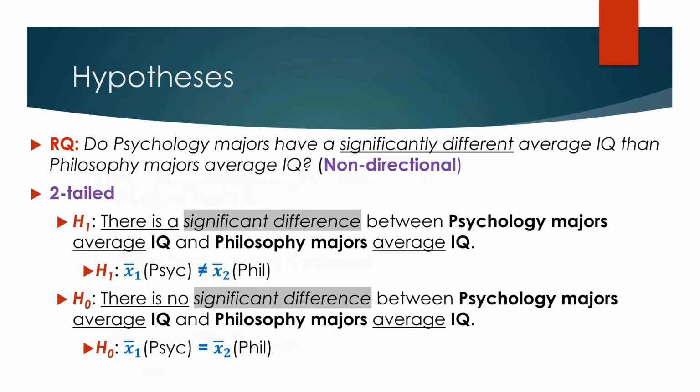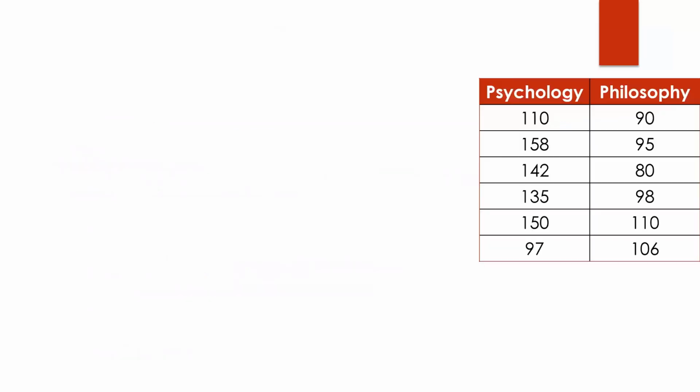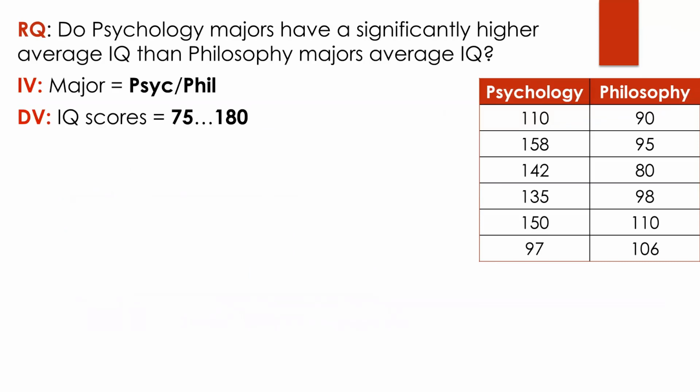So we have our hypotheses that we went over last time. We have the directional version. If the question is non-directional, our hypotheses would be non-directional, but our question is directional. So our hypotheses will be directional, and psychology majors have a significantly higher IQ. So our alternative is going to say higher, and the null will say lower or equal to, just like you see here. So let's put this together, okay?